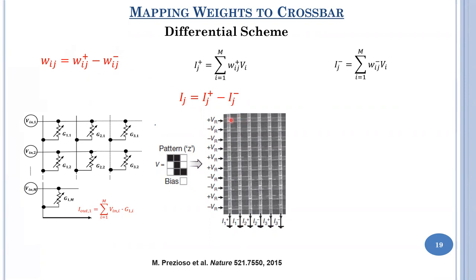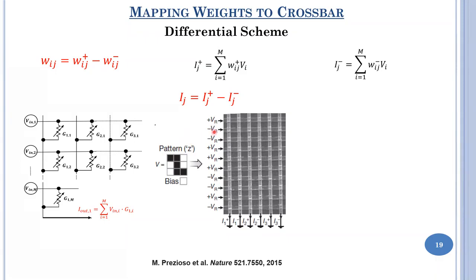And then how do we apply the inputs? Let us say we have to show a pattern Z. As I told you, first we have to convert it into some number and then that number into some input. If the pixel is black, we apply a positive voltage. If the pixel is white, we apply a negative voltage. Again, for a white pixel, a negative voltage.